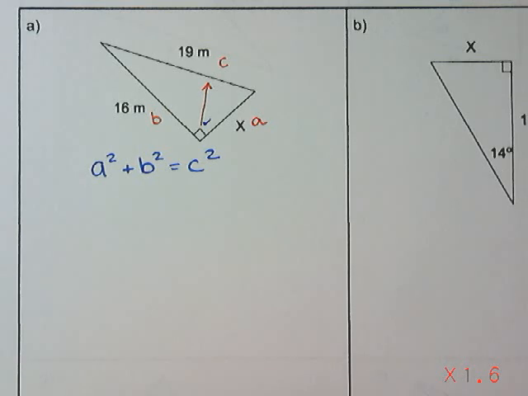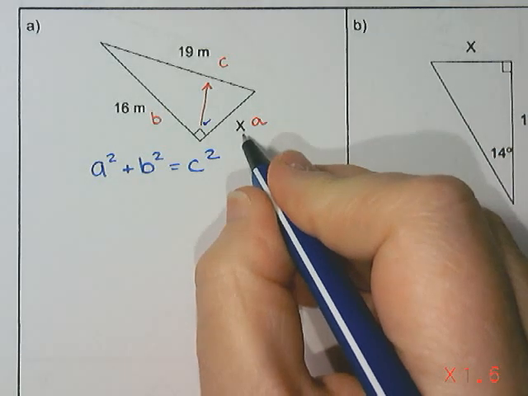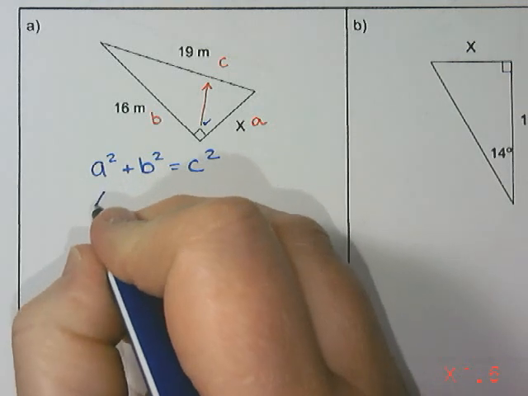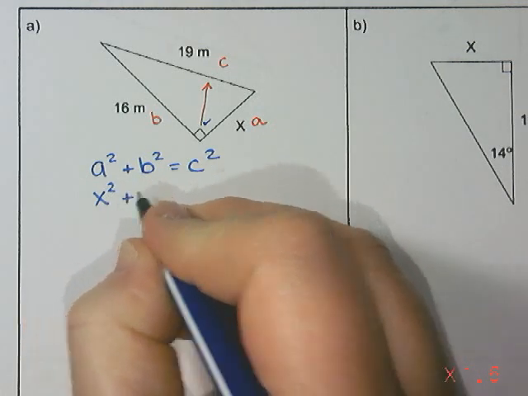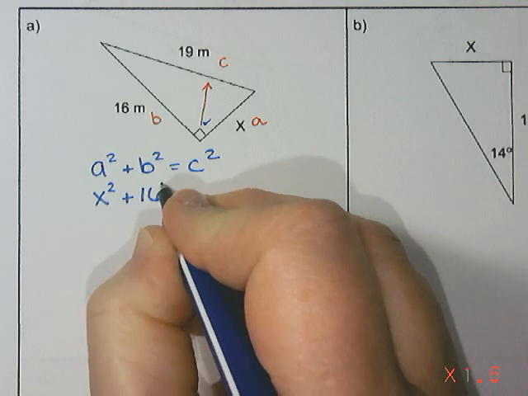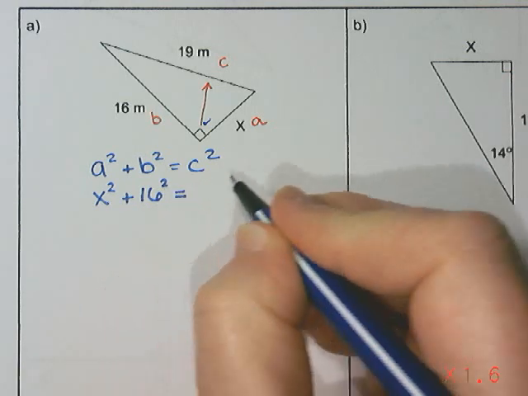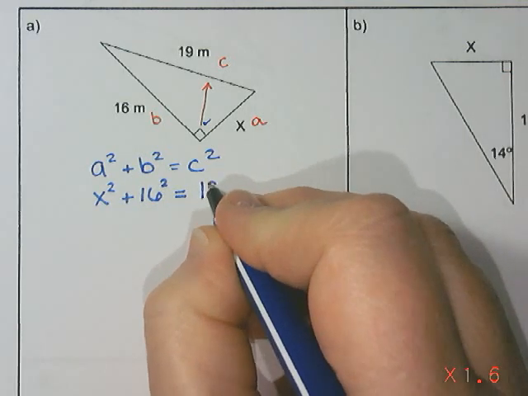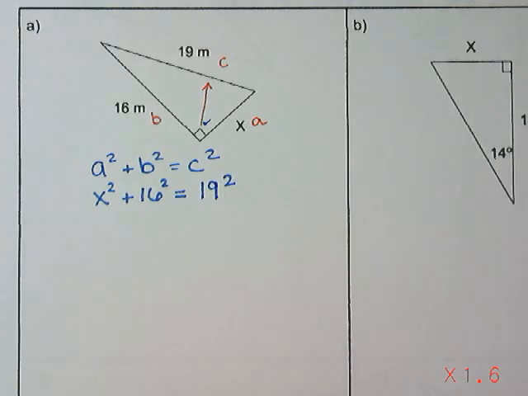So I'm going to substitute in all the things that I know. So A is x, so I have x squared, plus B, which is 16, so I have 16 squared, equals C, which is 19, so I have 19 squared.